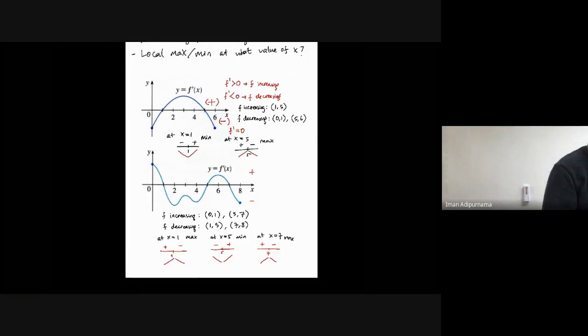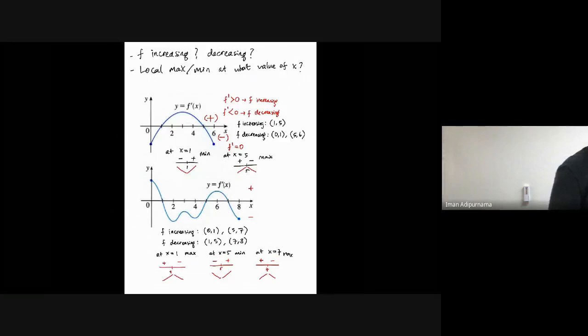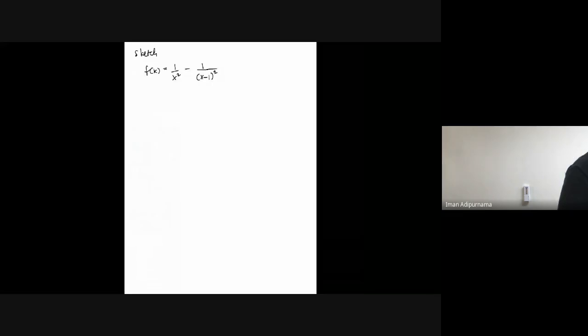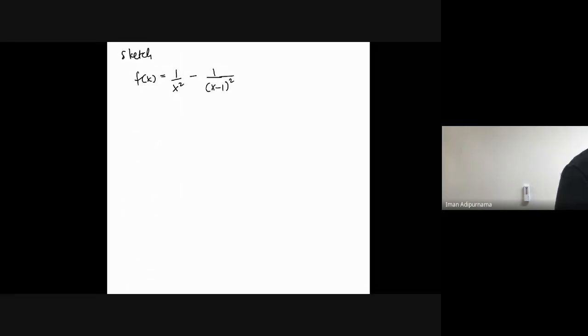Okay, that's a little bit of review, and also I want to review how to sketch a graph. So if you have this function, 1 over x squared, minus 1 over x minus 1, squared, it's not easy to graph, even when you differentiate and find the critical points and inflection points. But you still can, with certain skills, get information from this graph.